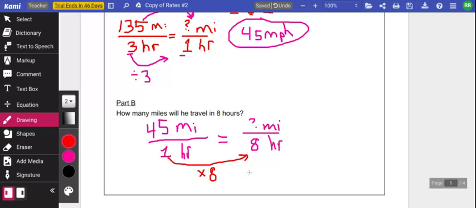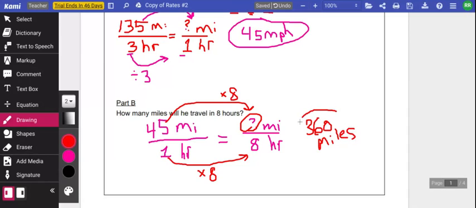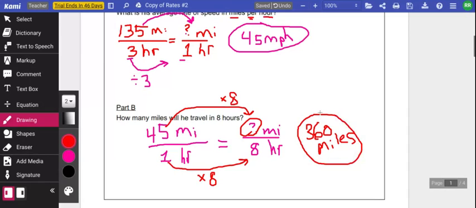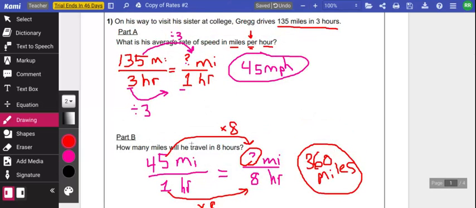And so if I multiplied by 8 on the bottom, I should also multiply by 8 in the top. And so I would do 45 times 8, and that would give me the number of miles that he travels in 8 hours. So 45 times 8, this number right here would be 360. Okay? So in 8 hours, he travels 360 miles. Circle final answer. Okay, so this is the type of work that I should see on your paper to answer part A and part B.